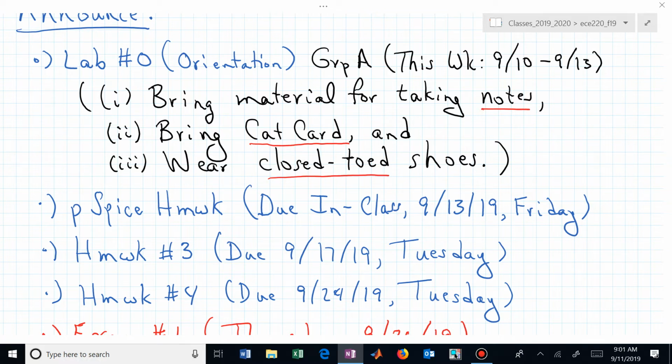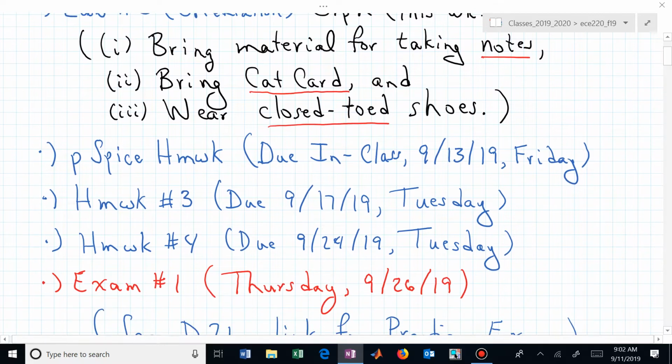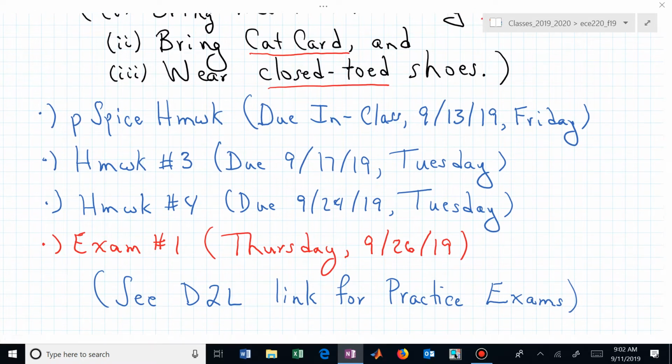But if you are going to lab this week, which F, G, and H will on Wednesday, Thursday, and Friday that remain, please make sure you're bringing something to take notes with, and you have your CAT card, and you have closed-toed shoes. Those are the requirements for the orientation lab for this week and next.